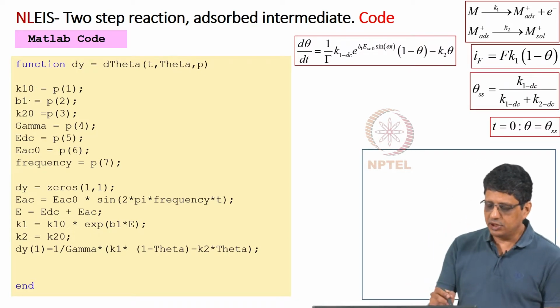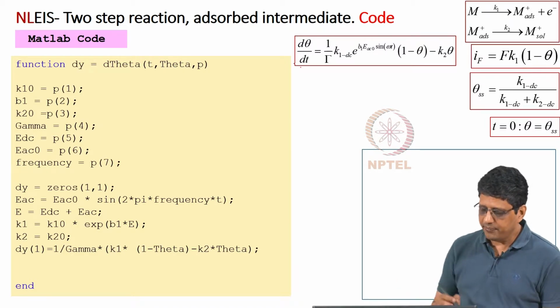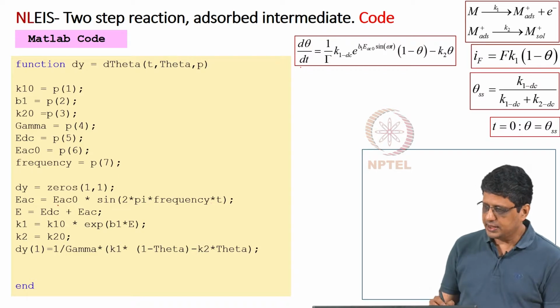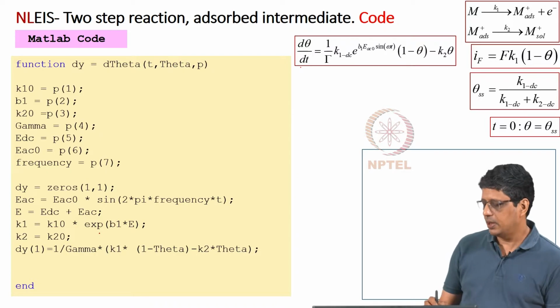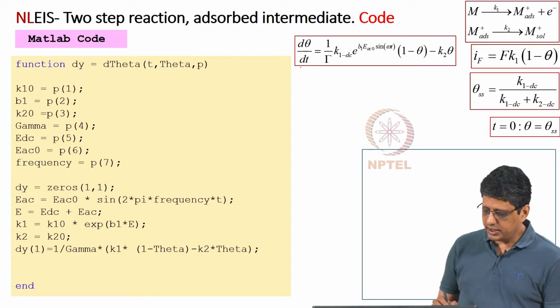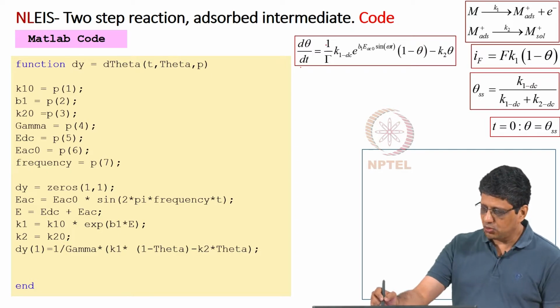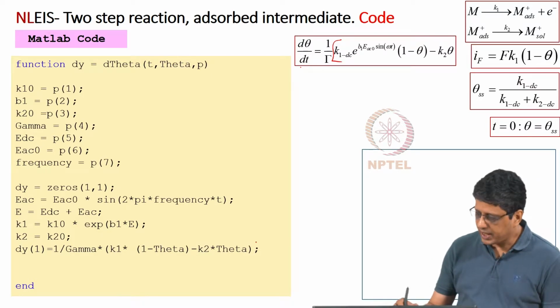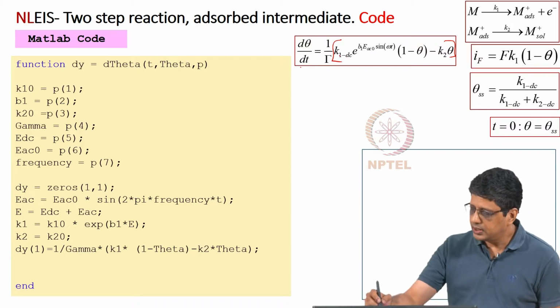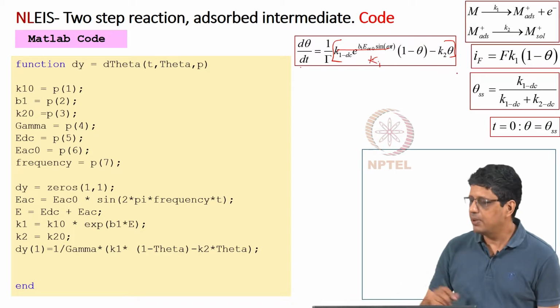The function d theta essentially takes these parameters K10, B1, K20 and so on, and this dy here represents d theta by dt. We first generate EAC as EAC0 sin 2 pi f t, or sin omega t, and potential is EDC plus EAC. K1 is of course K10 exponential of B1 multiplied by potential, and K2 is K20, and d theta by dt is 1 by gamma multiplied by, within brackets, K1. So, this entire term I can write as K1 (1 minus theta) minus K2 multiplied by theta.